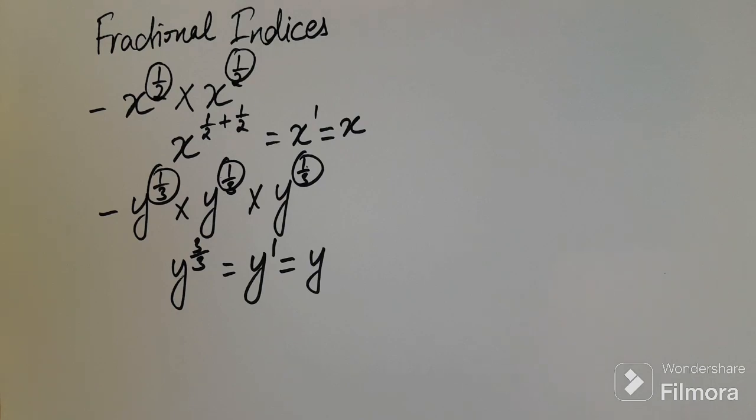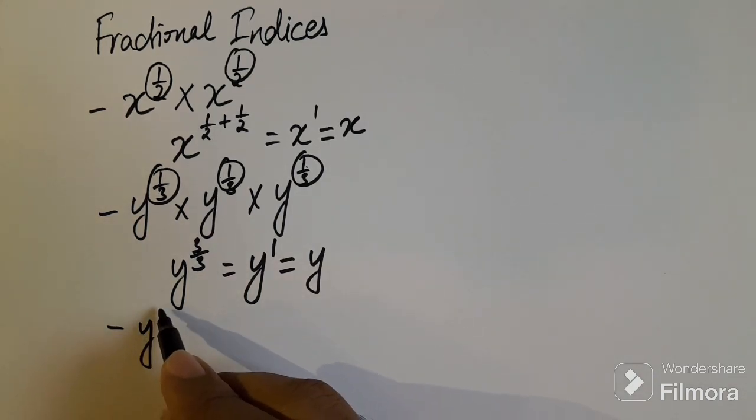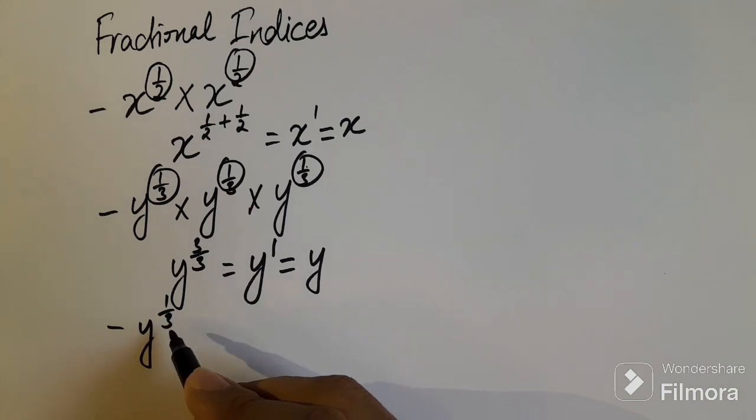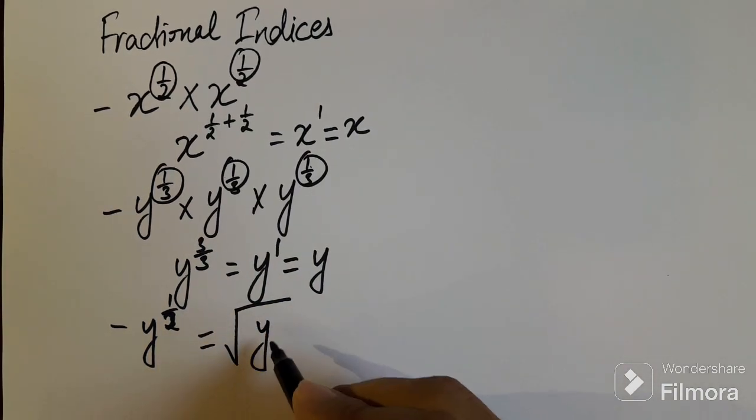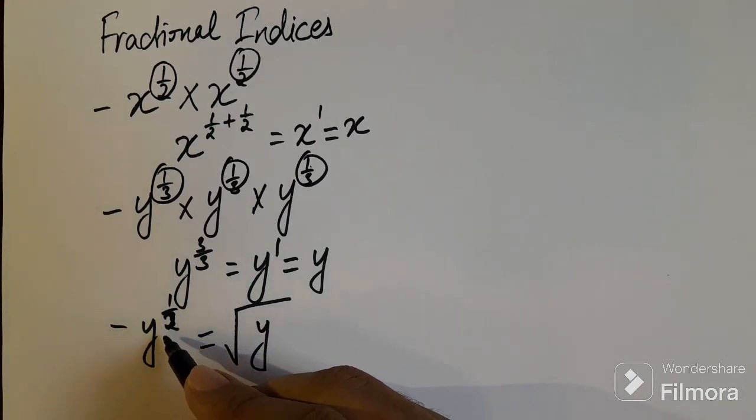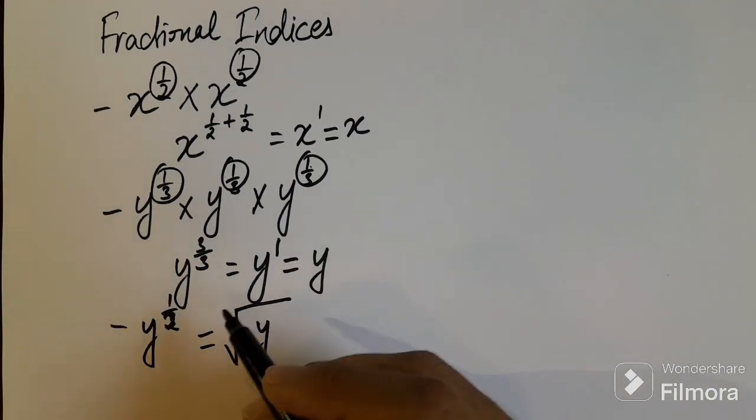Then in the third option, if we have y to the power of 1 over 2, what we will do over here is not y to the power of 1 over 2, it will be y to the power of 2. So over here, if it's a power of 1 over 2, we'll write the square root of y, because 1 over 2 will be the square root of y.